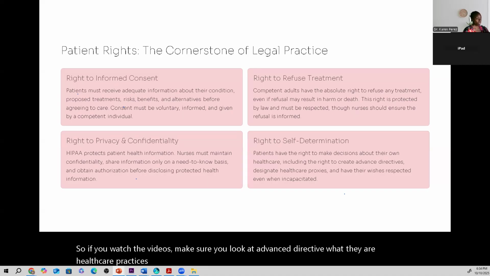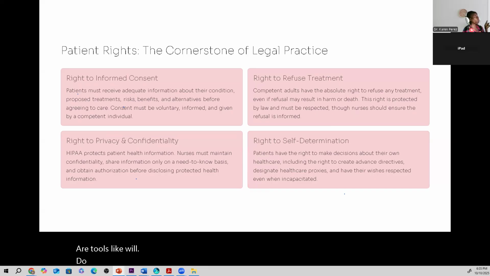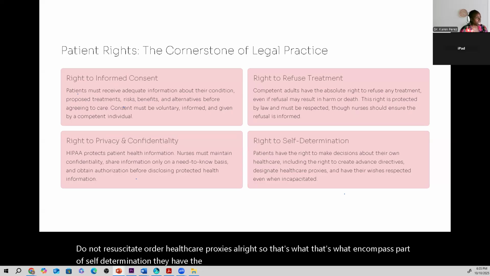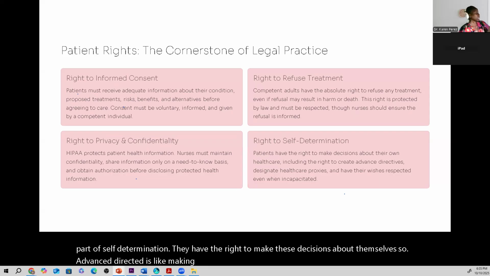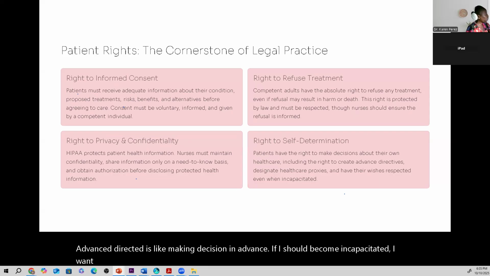Advance directives are tools like a will, a do not resuscitate order, and healthcare proxies. All right. So that's what encompasses part of self-determination. They have the right to make these decisions about themselves. So an advance directive is like making a decision in advance. If I should become incapacitated, I want this, I don't want that.